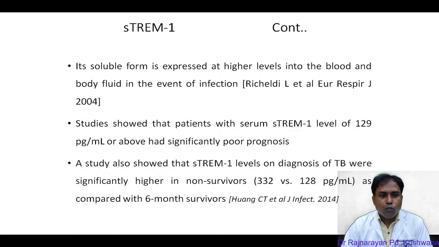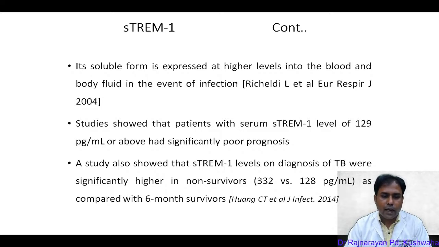This sTREM-1 is a soluble form and is expressed at a higher level in the blood and body fluid in the event of infection. When a person is infected, the level is very high in blood and body fluid. So by measuring the amount of this biomarker in body fluid and blood, we can evaluate the infection level. Studies show that patients with serum sTREM-1 level of 129 picogram per ml or above had significantly poorer prognosis, because this is higher in blood and body fluid. So if the level is more than 129 picogram per ml, it indicates significantly poor prognosis.